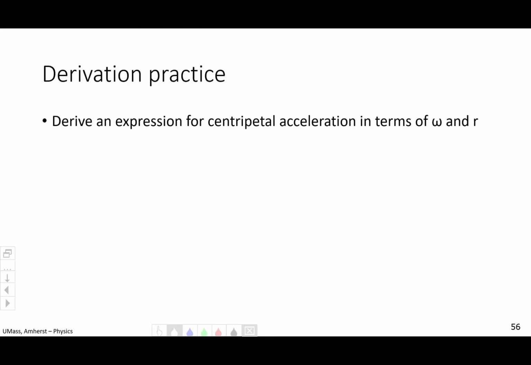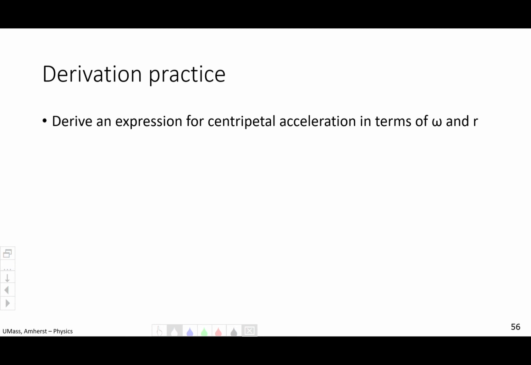Okay. I would like you to derive an expression for centripetal acceleration only in terms of omega and r. So if you want to go ahead and try that, I will be quite happy.